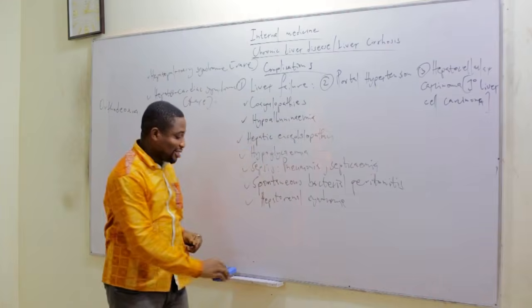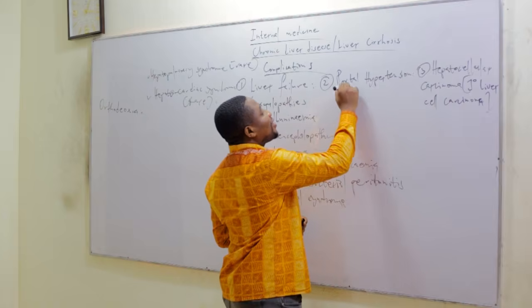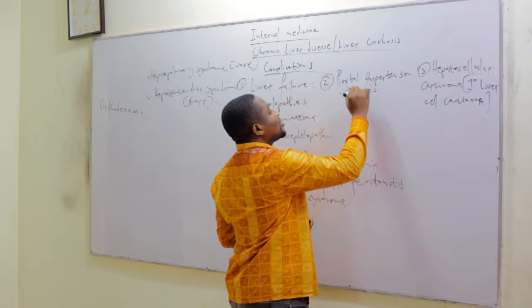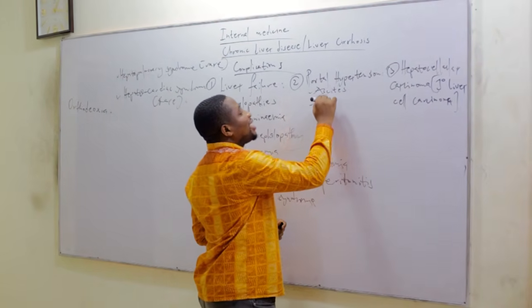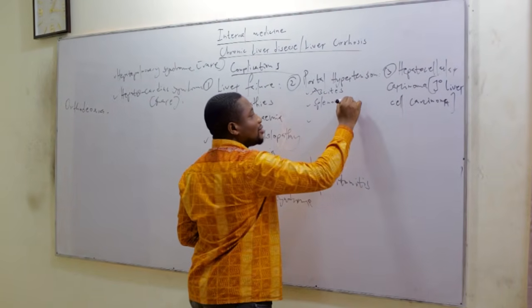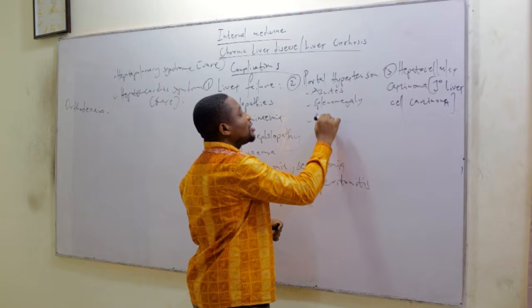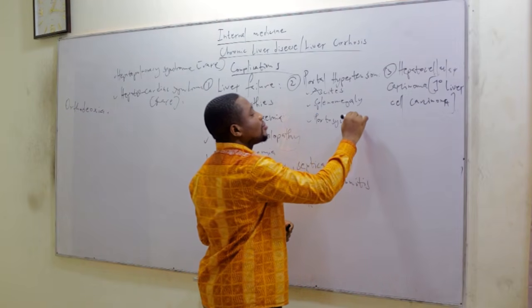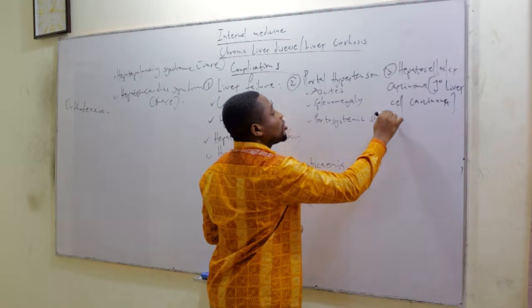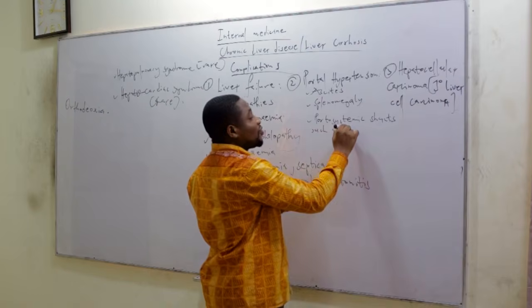That's portal hypertension, the ones that fall under portal hypertension. For portal hypertension, we think of ascites. We can also think of splenomegaly. Then what Aziz was saying, that will be the portal systemic shunt. For portal systemic shunt, such as what? Aziz? Esophageal varices.